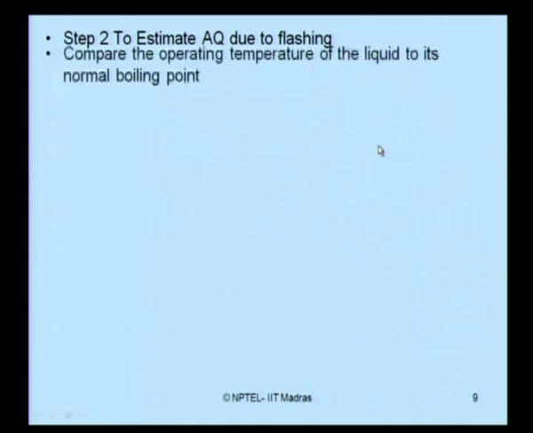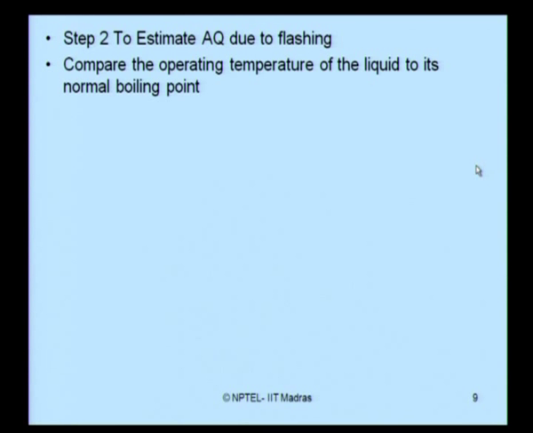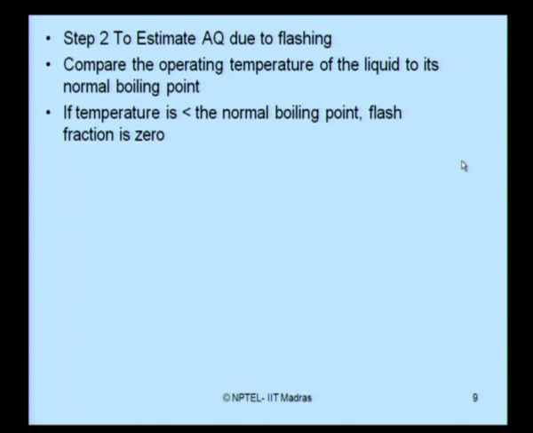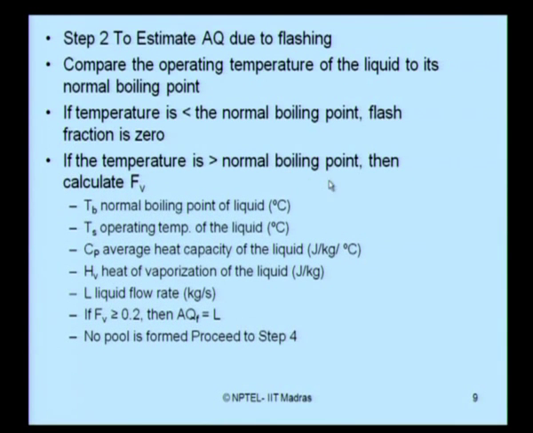Once I get this value, now I will try to estimate the airborne quantity due to flashing. Remember the flow chart which we discussed, flashing will occur only when the operating temperature is compared with the normal boiling point. If the temperature is less than the normal boiling point, flash fraction will be 0. If the operating temperature is more than the normal boiling point, then part of the liquid will become vaporized, what we call as a flash fraction.